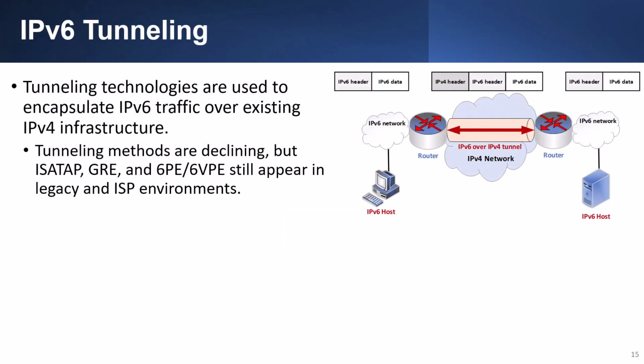Tunneling technologies are used to encapsulate IPv6 traffic over existing IPv4 infrastructure. Tunneling methods are declining, but ISATAP, GRE, and 6PE, 6VPE still exist in legacy and ISP environments.